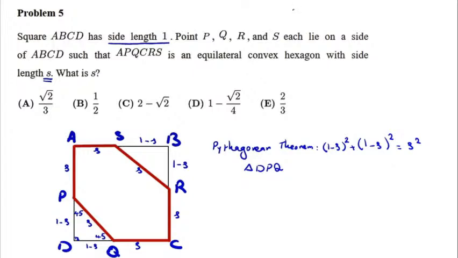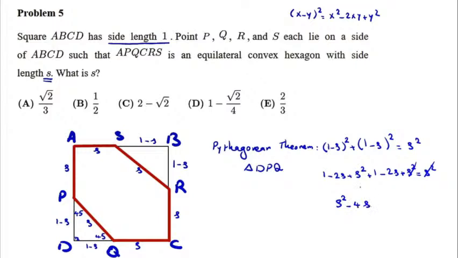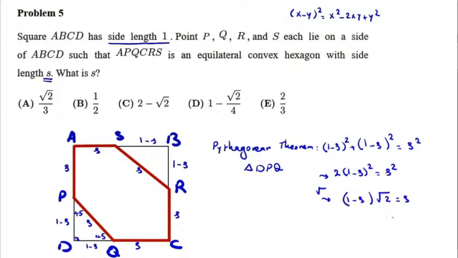So if we use this identity that x minus y squared equals x squared minus 2xy plus y squared, it will be 1 minus 2s plus s squared plus 1 minus 2s plus s squared equals s squared. You subtract s squared from both sides, and then it will be what? It will be s squared minus 4s plus 2. And you can do these and then try to solve a quadratic equation, but let me tell you a better way. You can say 2 times 1 minus s squared equals s squared. And then if you use square root, it will be 1 minus s times square root of 2 equals s. So root 2 minus s root 2 equals s.